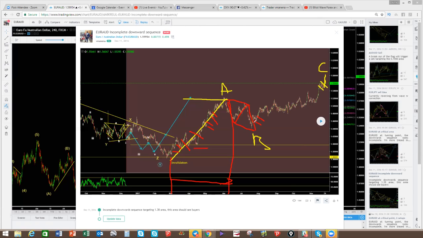So this is the first 2,000 pips. This is the current 2,000 pips that we're trading, and we don't have to trade it all at once. You keep buying. You can buy and sell whenever it forms corrective structures.